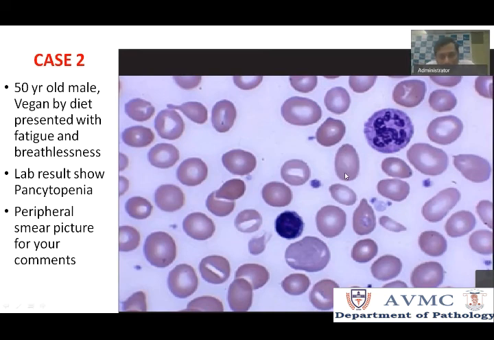So macro-ovalocytic RBCs. And what do you find here? This one we are not bothered about, but we are bothered here. It's a neutrophil. Does this neutrophil appear normal? No. Why? What is abnormal? Multilobed. Yes. So it is multilobated or hypersegmented.